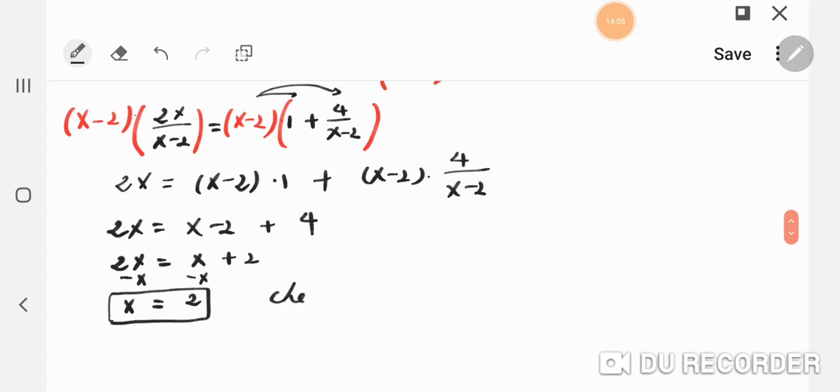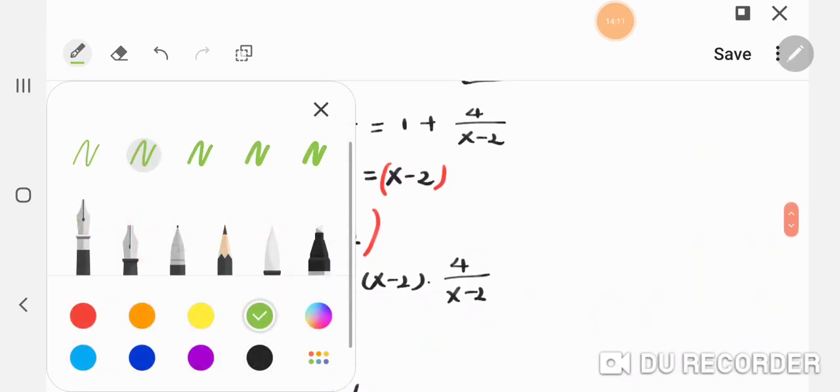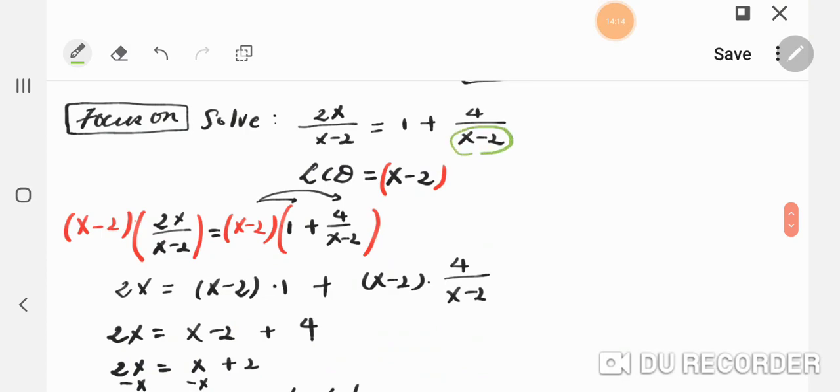So let's check. Look at the denominator. This is really important. If x equals 2, then the denominator will become 0, right? So 2 cannot be the solution. Since the denominator is 0, the fraction is undefined, then the equation is undefined. So x equals 2 is not a solution.